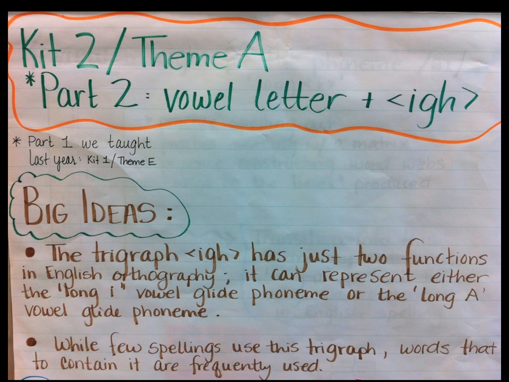First of all, the big ideas in this theme are that the trigraph IGH has just 2 functions in English orthography. It can represent either the long I vowel glide phoneme or the long A vowel glide phoneme. While few spellings use this trigraph, words that do contain it are frequently used.